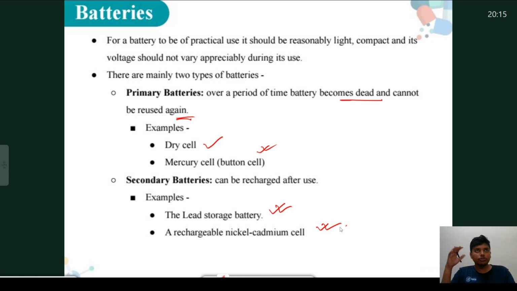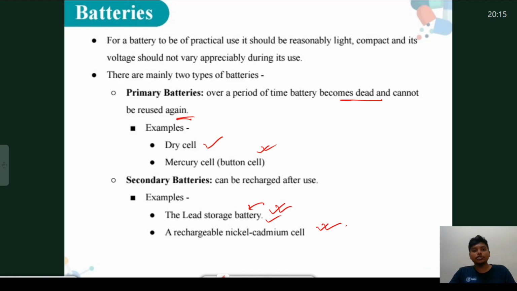Like in many of your houses, like flats, you see big battery DGs are there, or if you have an inverter in your home. Nowadays e-rickshaws, EVs are using this kind of batteries, lead storage battery. That is what is chargeable. If you have an inverter in your home, they are using lead storage battery.